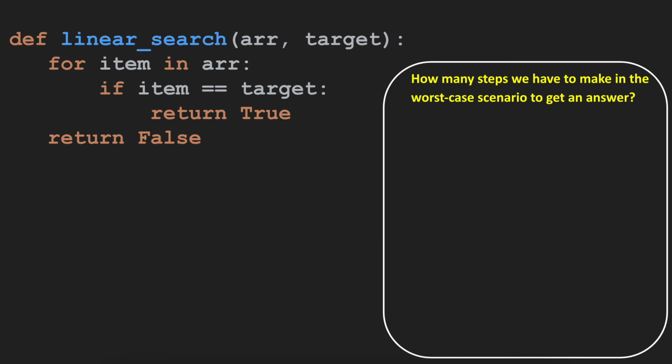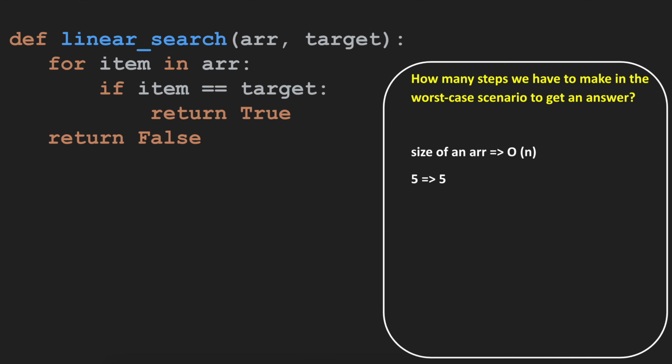So for that, again, with the question that when we are calculating a time complexity, the question that we should ask ourselves is how many steps we have to make in the worst case scenario to get an answer. So in this case, how many steps are we making? Let's say that the size of an array is n, right? And let's say that our target is at the end of the array. Which means that in the worst case scenario, we have to look up every element in our array.